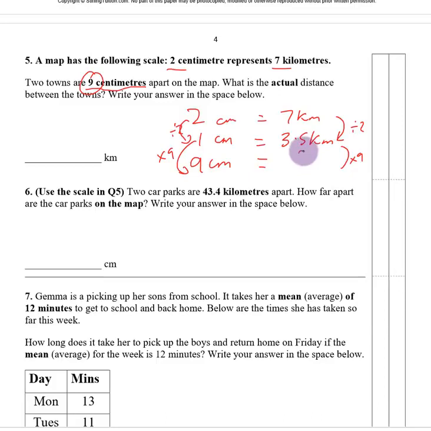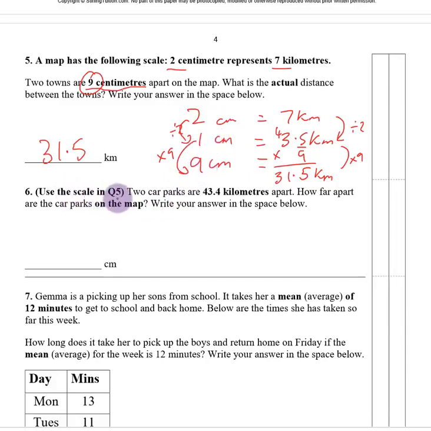So it's 3.5 times by 9. So 5 times 9 is 45, and then 3 times 9 is 27. Add it to the 4 is 31, not forgetting our 1 decimal place. So this would actually be 31.5 kilometers. Okay, so use the ratio, find out what 1 kilometer would be, and then times that by 9.